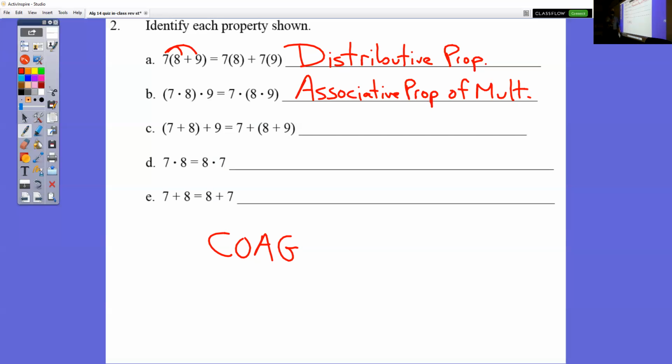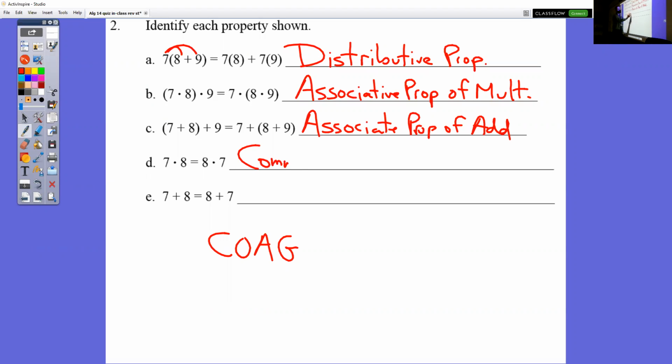In letter C, we have 7, 8, 9, 7, 8, 9, but this one has parentheses around the 7 and the 8. This one has parentheses around the 8 and the 9. So this is the associative property of addition, because we are adding in the parentheses. In letter D, 7 times 8 equals 8 times 7.